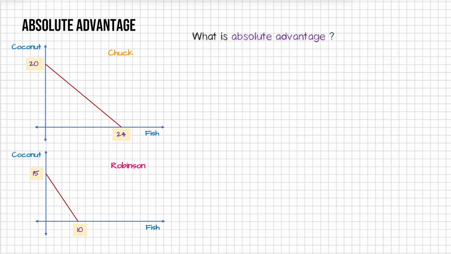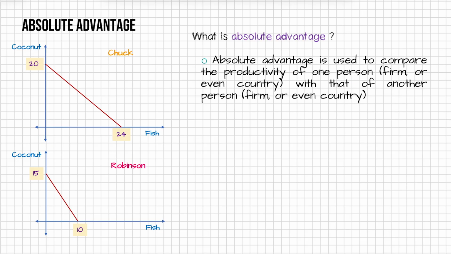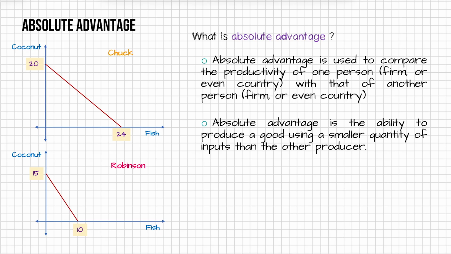What is absolute advantage? Absolute advantage is used to compare the productivity of one person, firm, or even a country, with another person, firm, or country. So, absolute advantage is the ability to produce a good using a smaller quantity of inputs compared to another producer.